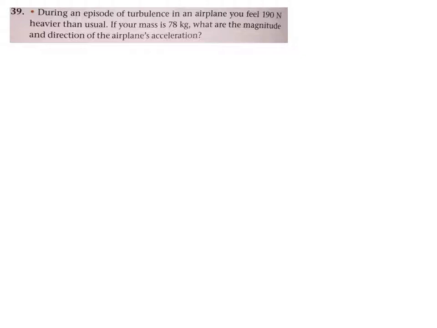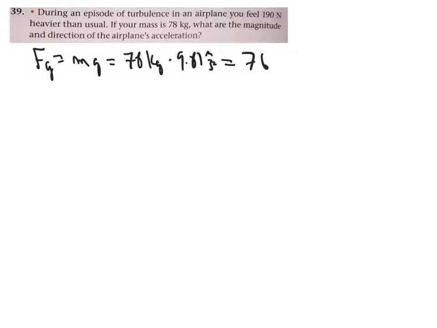So the first thing is we figure out what your true weight is, because we're going to be using that throughout the whole problem. So your true weight is just your mass times g. So in this case, 78 kilograms times 9.81 meters per second squared, which is 765.18 newtons, which, with only 2 digits of accuracy, we probably should call 770 newtons.